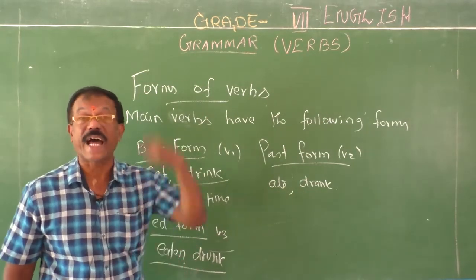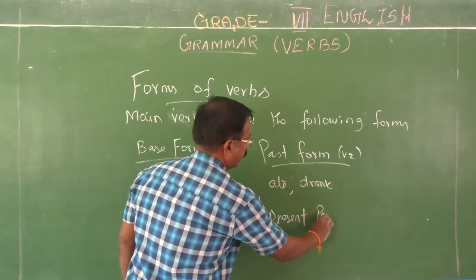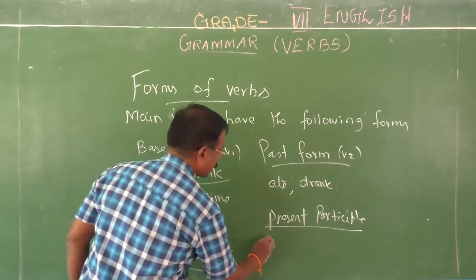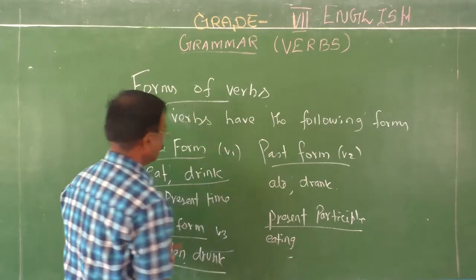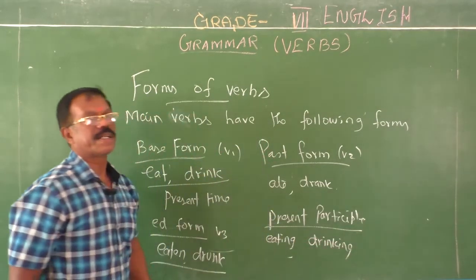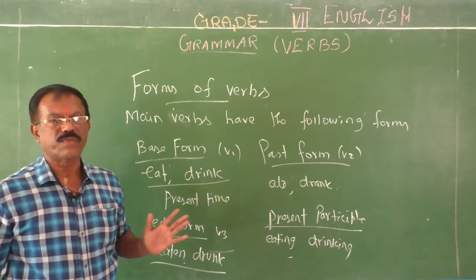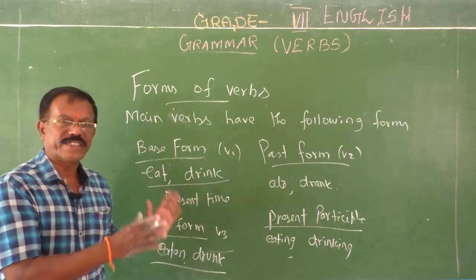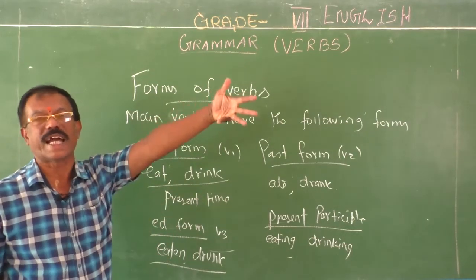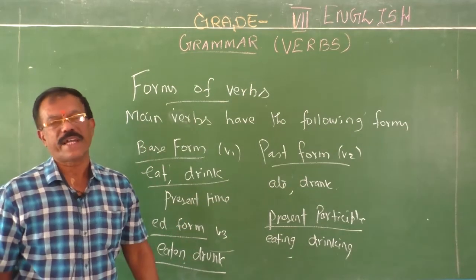One more form we have, that's called the ing form. They are called the present participle. For example, eat plus ing, eating; drink plus ing, drinking. So these are called forms of verbs. Forms is nothing but the structure. Verbs change in form to show the time of action. That's called the tenses. Without such things, we cannot show the time of action.